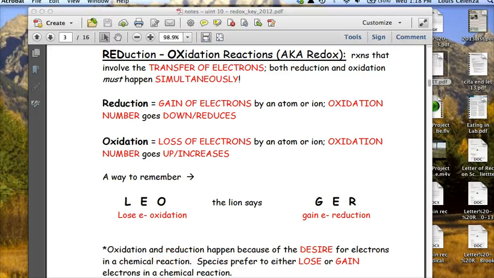So let's look at exactly what we mean by oxidation reduction. Oxidation reduction reactions are sometimes abbreviated as redox, so it's the same thing, they're used interchangeably. And oxidation reduction reactions involve the transfer of electrons from one atom to another, and both oxidation and reduction occur simultaneously. You cannot have one without the other. And here are the definitions that you need to know.